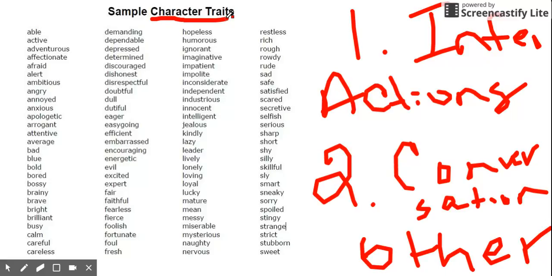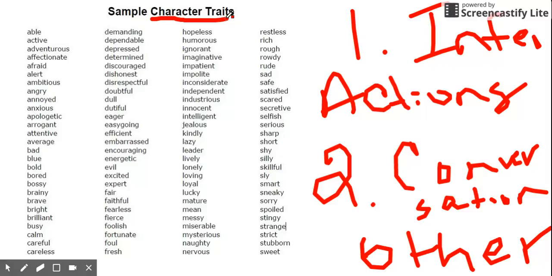And character trait is not that difficult to do. The hardest part would probably be proving or showing the evidence for the trait that you choose. But as long as you have evidence to support what you say, no one can tell you that you're wrong. And I want you to remember that. As long as you have evidence to support it, I can't tell you you're wrong. Whoever's grading your test can't tell you you're wrong. But the evidence and the answers always have to match.